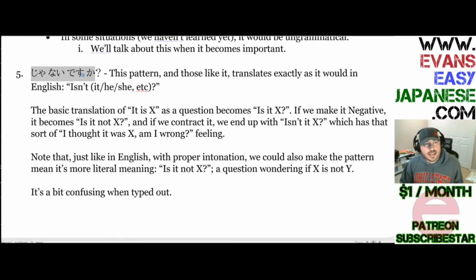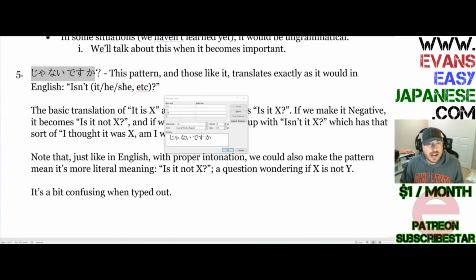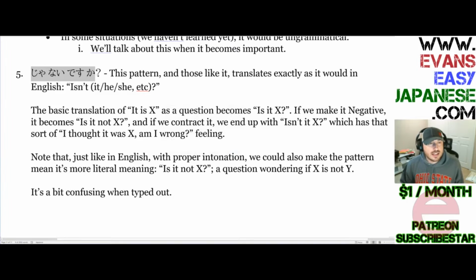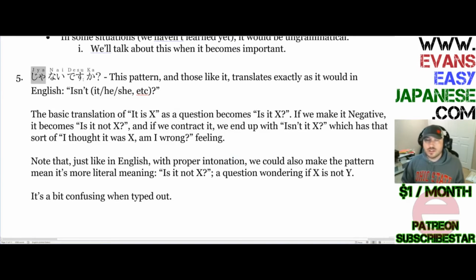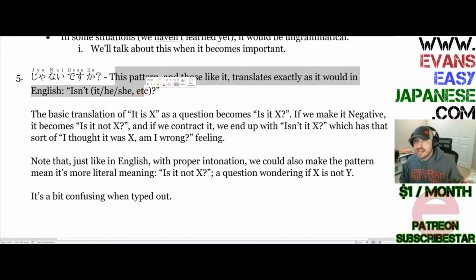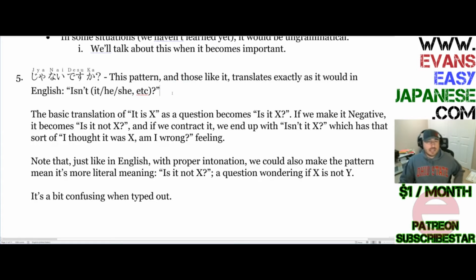Anyway, janai desu ka is pretty much, if you remember, the negative of desu, but we're adding the ka, the question-asking particle, which would make it a question. So it means something is not, but we're making a question: isn't that? This pattern, just like all negative verbs in the question, translates exactly as it would in English. Isn't it whatever it might have been? Isn't it that? Isn't it her? Isn't it him? Isn't it a monkey? Isn't it science?